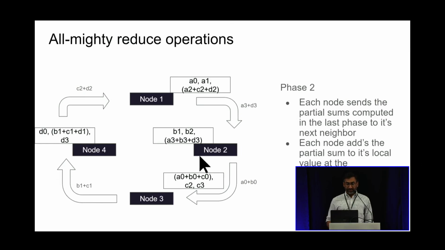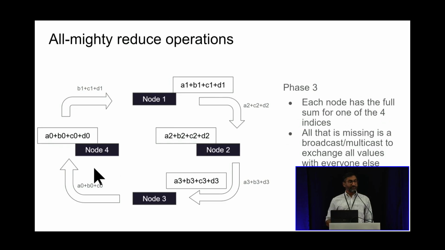Next step, note the ones that were added. That's what you will send along. So we sent A3 and D3 along. We sent A0 and B0 along, and so on. Now you can see the partial sums are building up. And the next step, voila. Each node has one partial sum. Now all I need is a broadcast operation and everybody's happy.